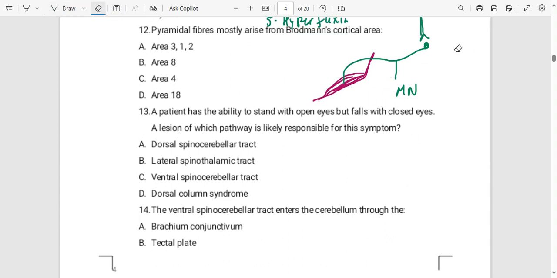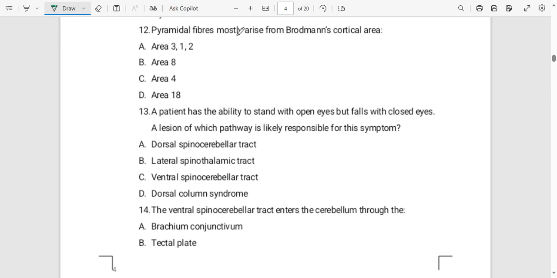Pyramidal fibers arise from Brodmann area. I'm just mentioning this guy. So the pyramidal tracts, you have got two: the corticobulbar and corticospinal. They are passing through the pyramids of the medulla. And you know that on the pyramids, they are going to decussate there, right? If you remember. And because these are corticobulbar, corticospinal, they're coming from the cortex.